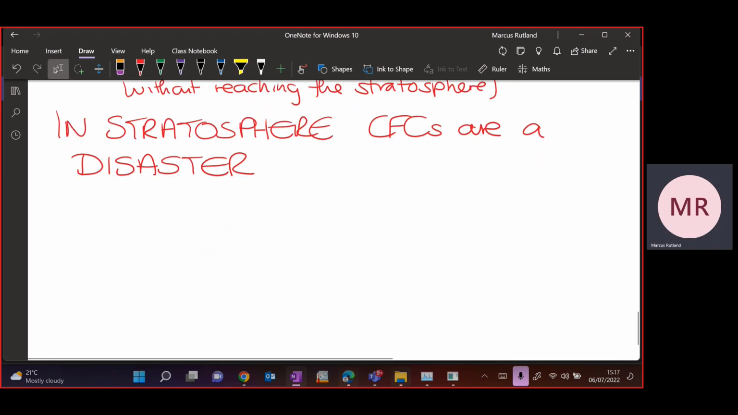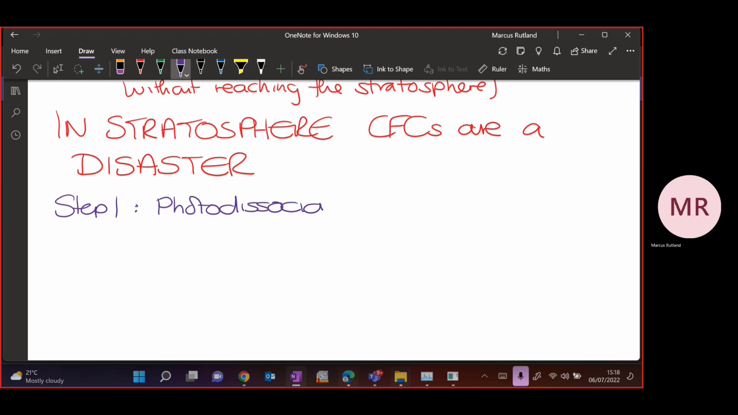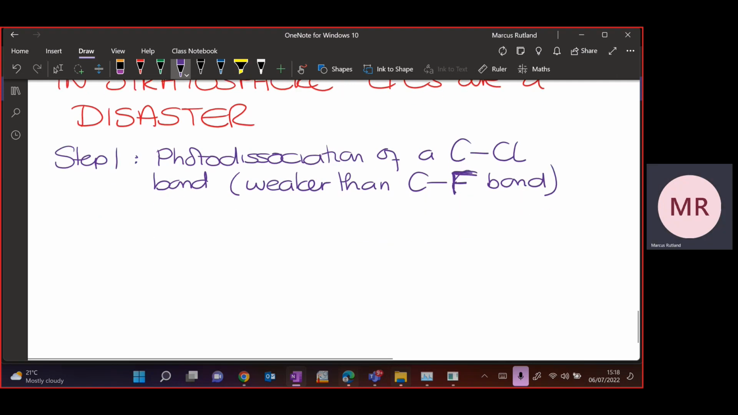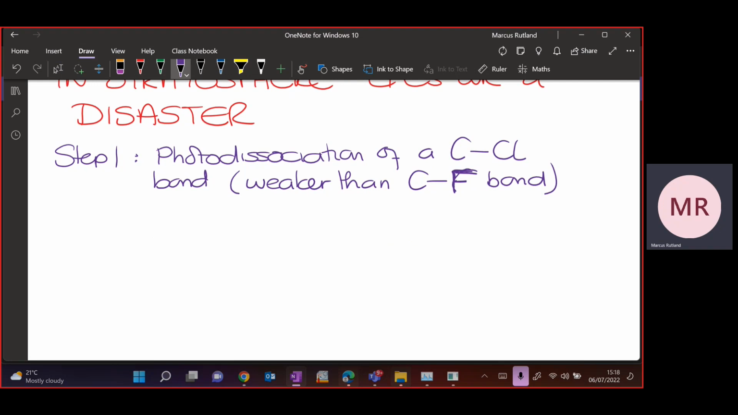And you need to have an explanation of why this is. So step one is photodissociation of a C-Cl bond. Why that one? Because that's weaker than a C-F bond, right? Atom size, fluorine atoms at the top of the group are smaller, so they make shorter bonds. Shorter bonds are stronger. So photodissociation of that bond when high energy UV radiation is absorbed.